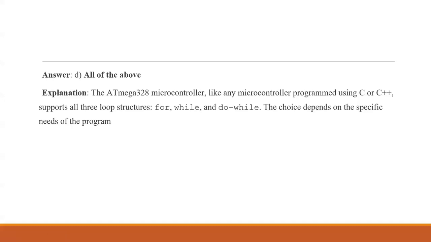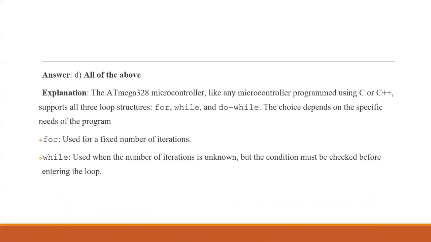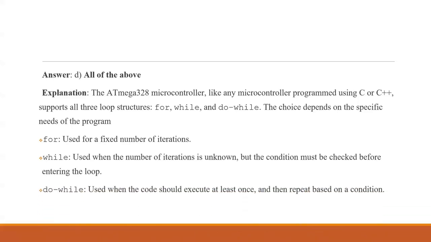of the program. So for is used for a fixed number of iterations. The while is used when the number of iterations is unknown, but the condition must be checked before entering the loop. And the do while is used when the code should execute at least once and then repeat based on the condition.